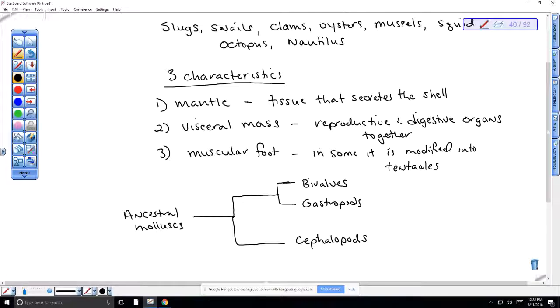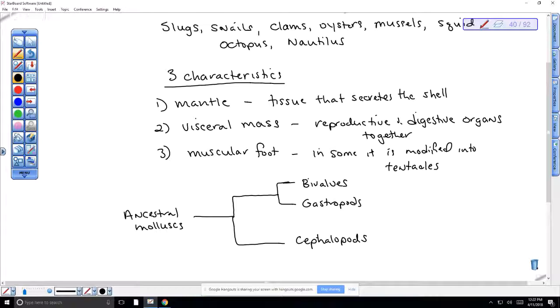So these are the three groups that you need to know. The bivalves would be like the clam, the oyster, the mussels. Those would be the bivalves. And that makes sense because they're two halves of a shell, two valves, right?